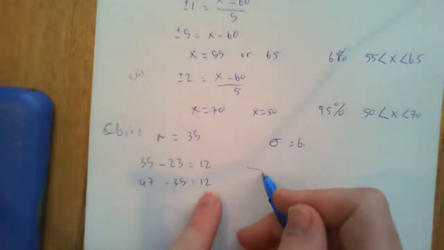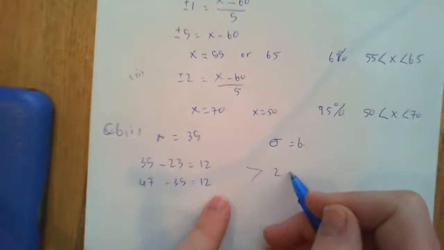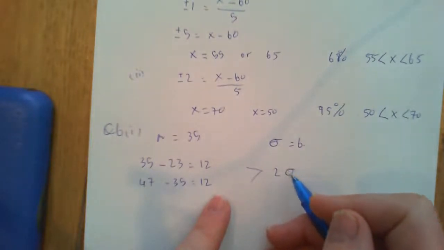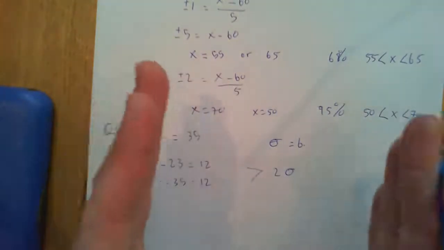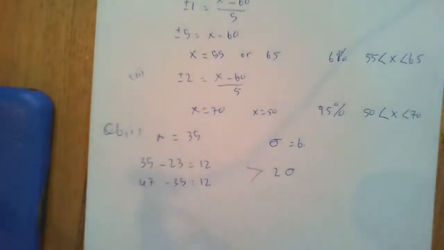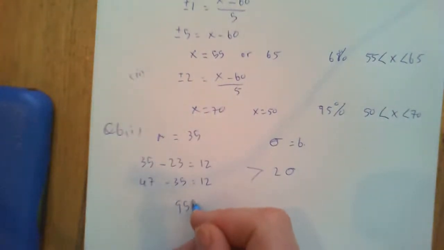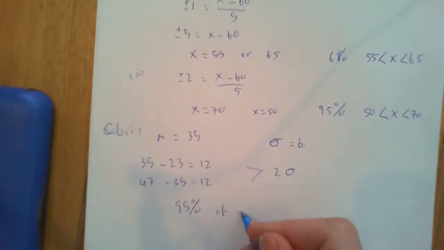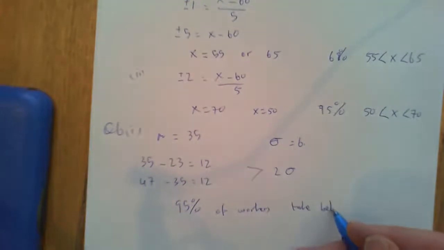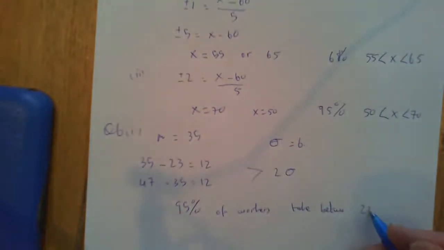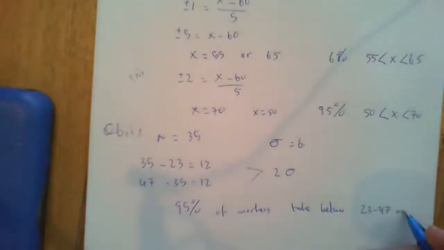Both of them are 2 standard deviations, but one of them is above the mean and one of them is below the mean. So this is where we're getting our 95%, aren't we? That means that 95% of workers take between 23 to 47 minutes. Simple enough. Okay, so that's the first one done. What percentage of workers take that time? That's the first bit done.